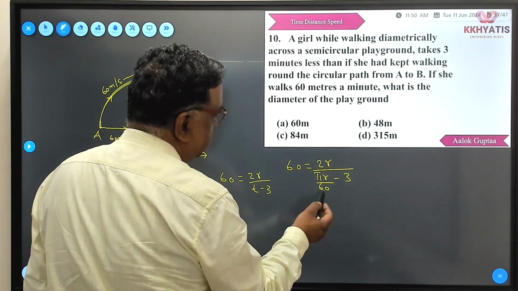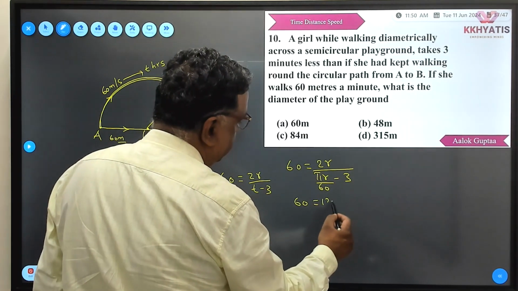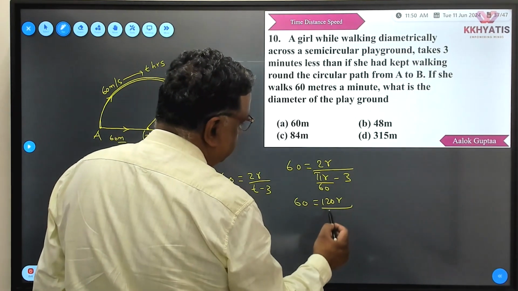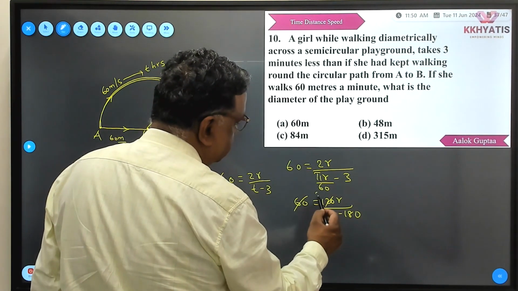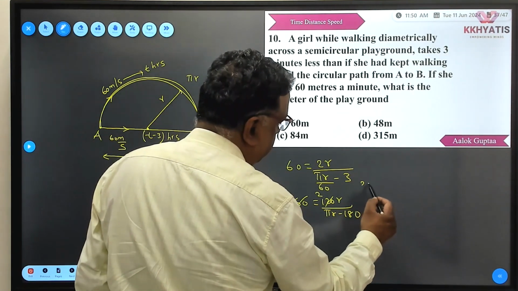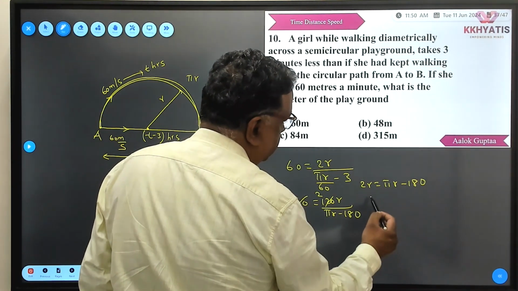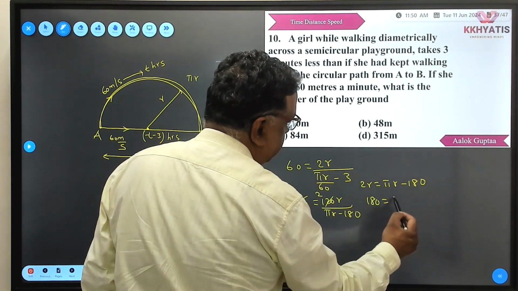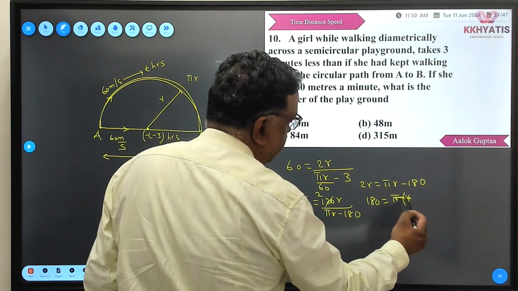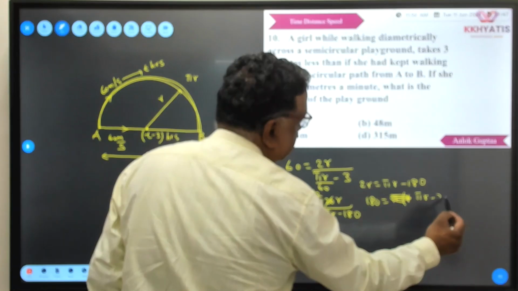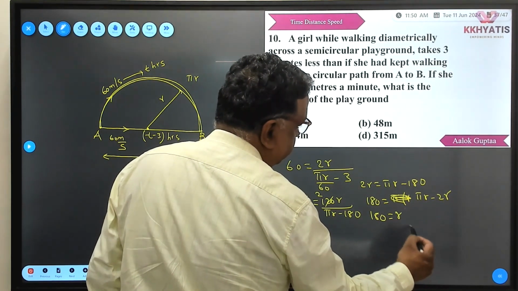If I take LCM, 60 will go up, which will become 120r, and this 60 would have gone here and become 180. This will get cancelled with 2. So 2r is pi r minus 180. So 180 is pi r minus 2r. So 180 is r times pi minus 2.